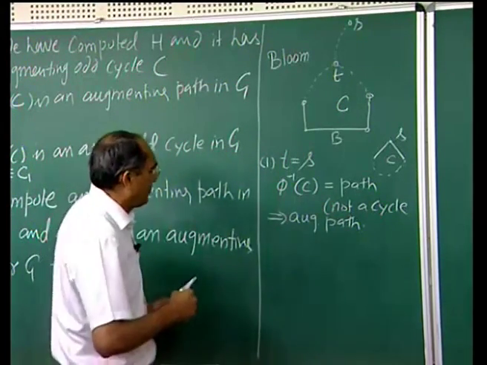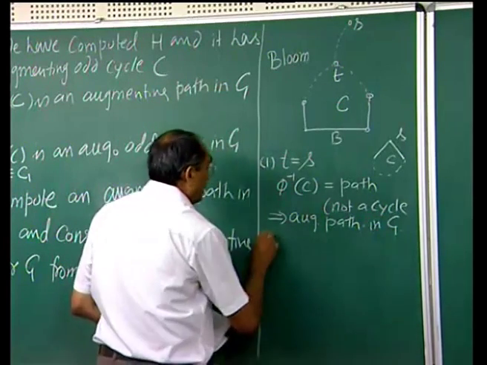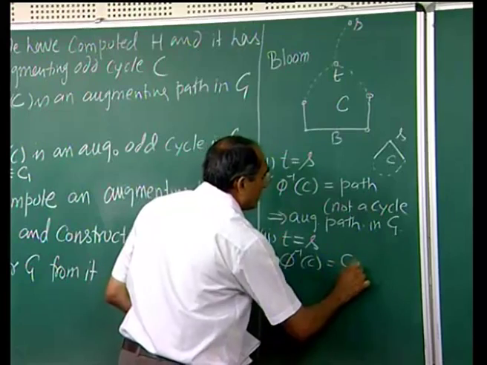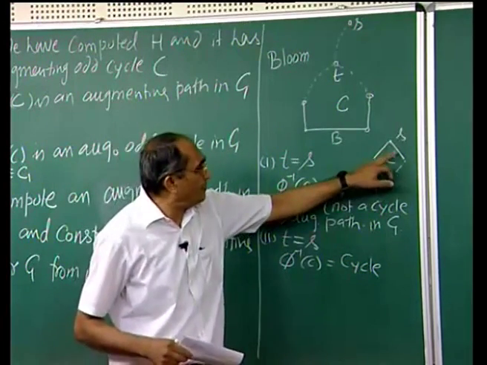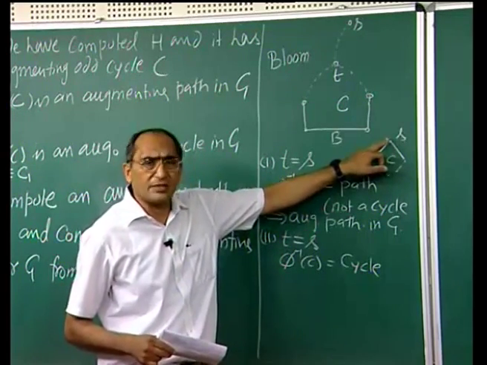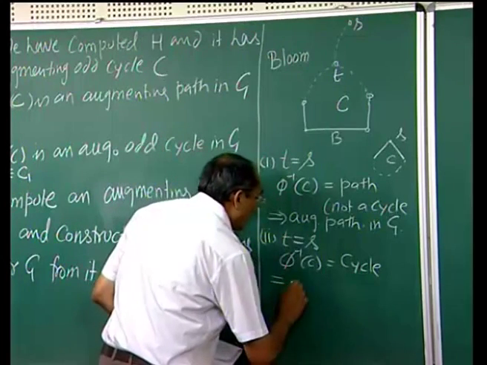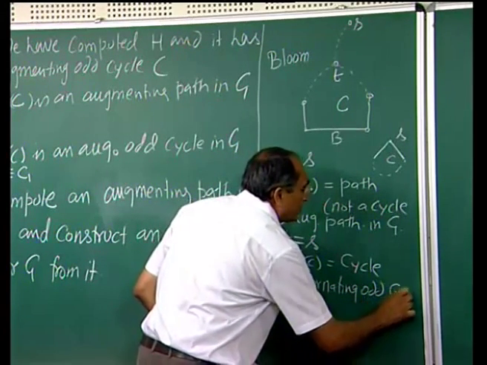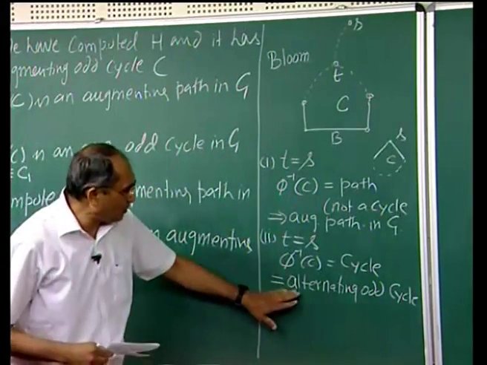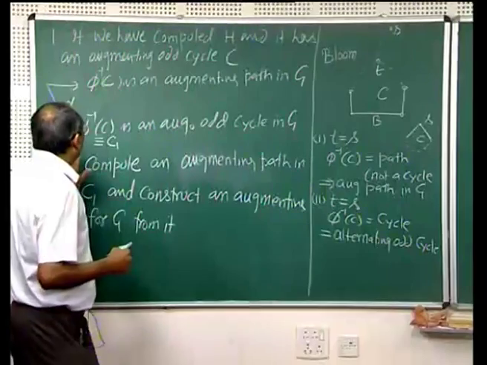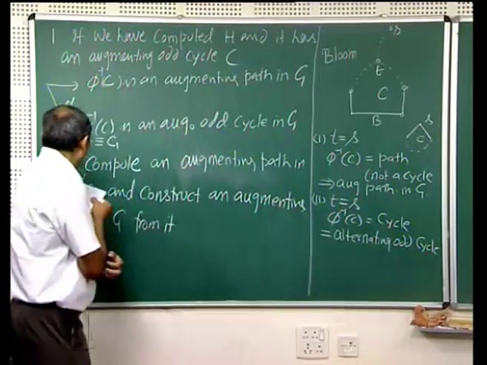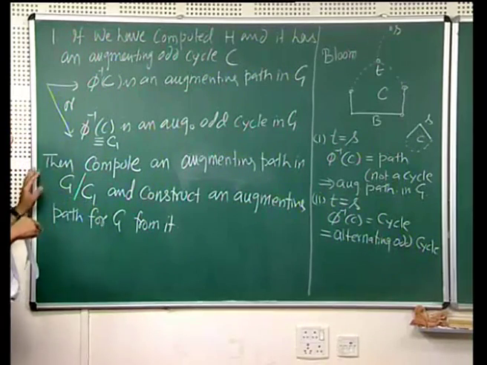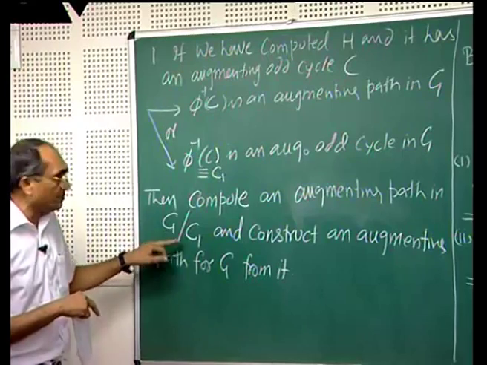So we directly find what we wanted in G. But the second situation is that T is equal to S, but phi inverse C is a cycle, which means even when we map them back into G, these two edges are incident on the same vertex. So this is an alternating odd cycle. We know how to proceed from this point. We have already seen that if this is an alternating odd cycle, call it C1, then all we have to do is reduce the problem to computing an augmenting path in graph G mod C1.